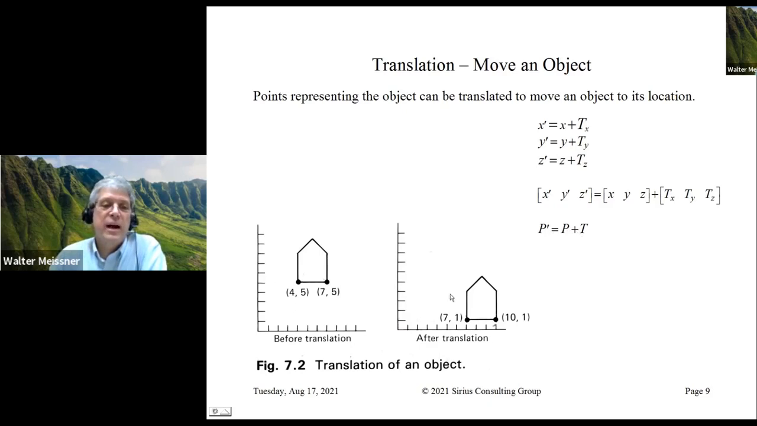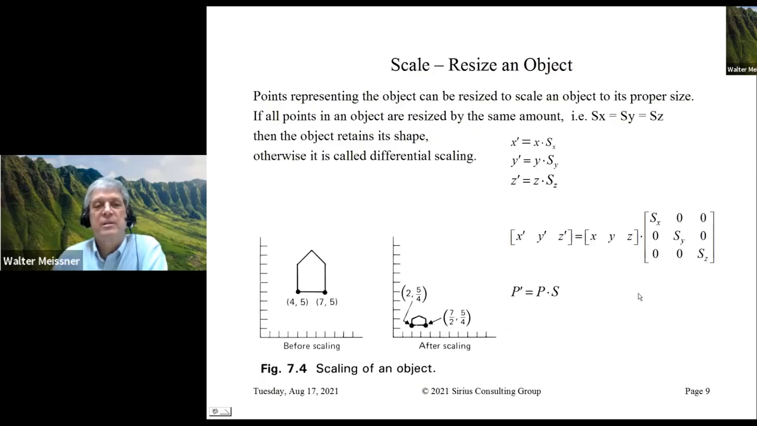So here's a diagram of how translation works. Here's a house. It's got a point at 4, 5, and 7, 5. By adding plus 3 and minus 4 to X and Y, it moves, and applying it to all the points, it moves the house over. And so that's a simple example of translation. Now, the other thing is to resize an object by scaling.